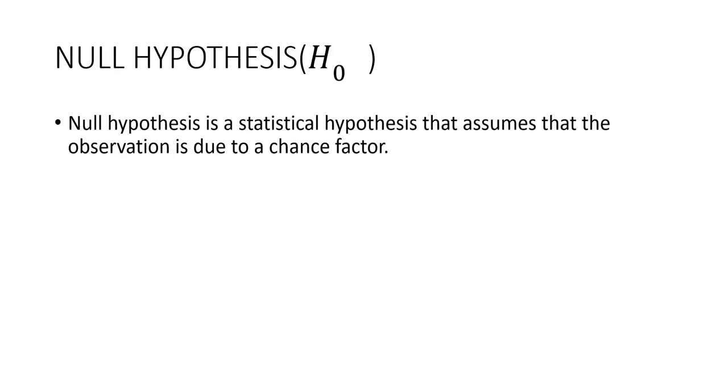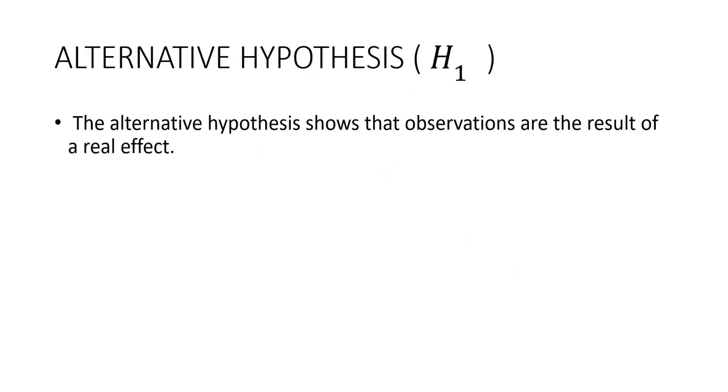You know this. This is really important. Null hypothesis and alternate hypothesis. I have a separate video in detail about these two aspects. You can watch under the playlist statistics and feature engineering. Null hypothesis, denoted by H0, is a statistical hypothesis that assumes that the observation is due to a chance factor. Very important. Due to a chance factor.